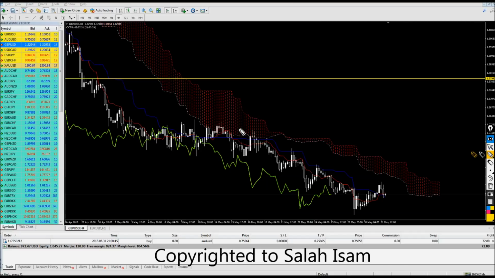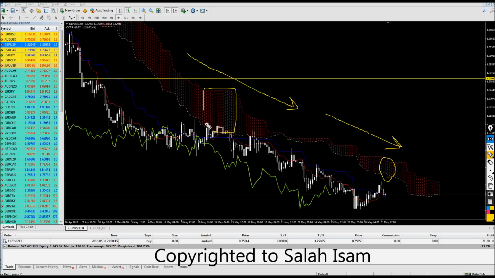GBP/USD is falling below a strong downtrend and below the red cloud. But there is one thing. The red cloud here is not thick. Therefore, you have to be careful. Don't just go randomly to the clouds. If you see a red one, you just place sell. If you see a blue one, you place buy. You have to be careful and pay attention to the thickness of the cloud.